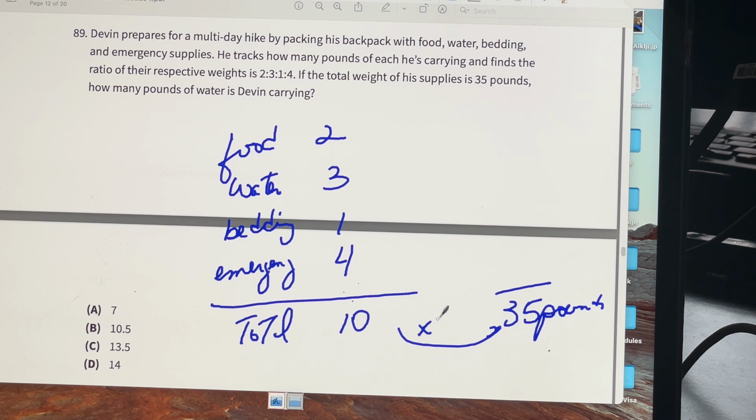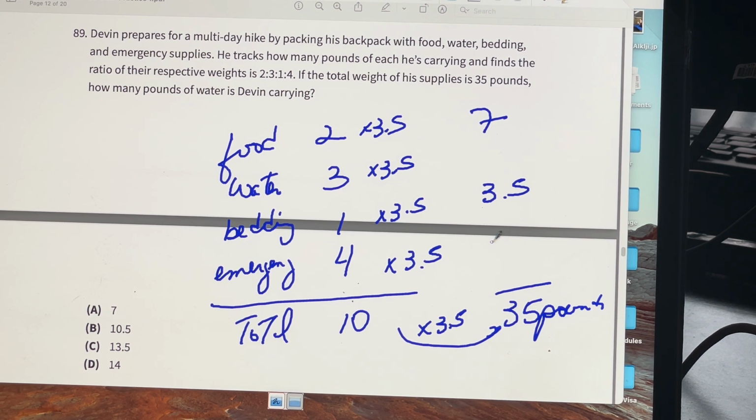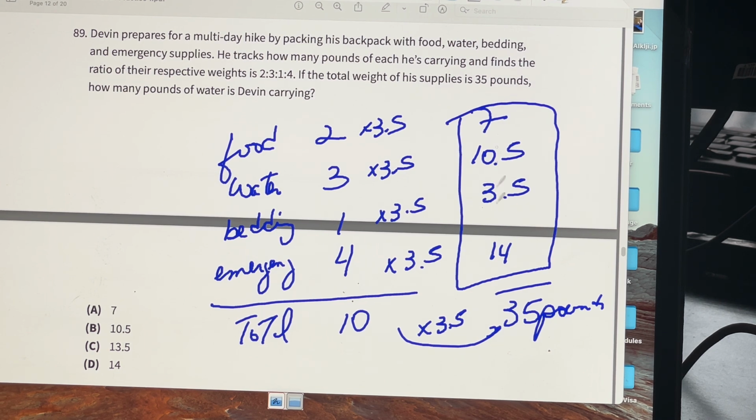oh, it's times 3.5, right? So we're going to do 2 times 3.5, that's 7. 4 times 3.5, that's 14, and this is 10.5. And the nice thing is, if you add these four, you have to get 35, which we do. So we want the value of the weight of the water. Water is 10.5, right? And there's our answer.